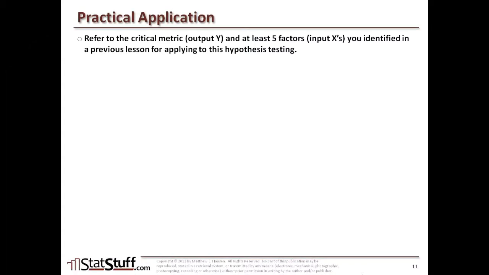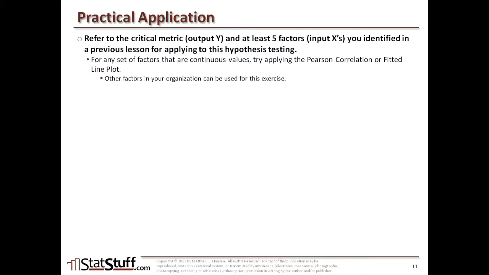All right, before we close this lesson, let's discuss how we can apply some of these concepts in a practical way. I'd like you to refer back to those metrics that you identified as part of this whole hypothesis testing that we're looking at. And for any of the values that are continuous values, try to apply some of this Pearson correlation or the fitted line plot. And for any other factors you might have in your organization that you want to test as well, feel free to include this as part of the exercise.